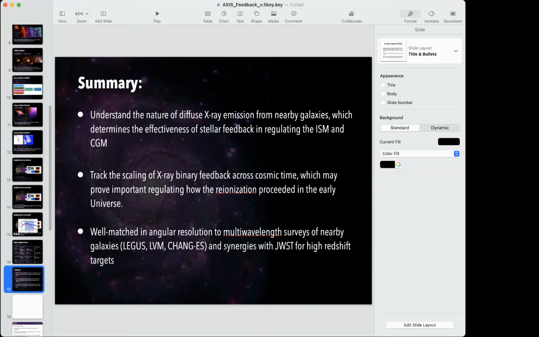AXIS would be matched in resolution to the H-alpha and UV imaging capability of nearby galaxies, while also providing spectral information in modest exposure time owing to effective area and low background. Only AXIS would be able to map LX over SFR scaling for normal galaxies out to high redshift, complementary to the range JWST will probe. So this is the end of my talk. Thank you.